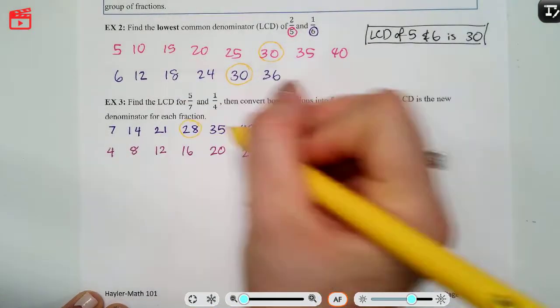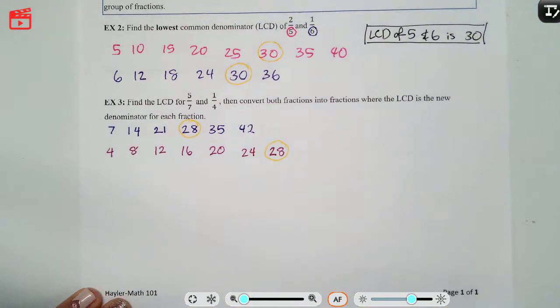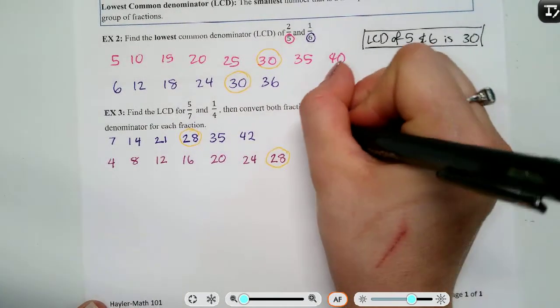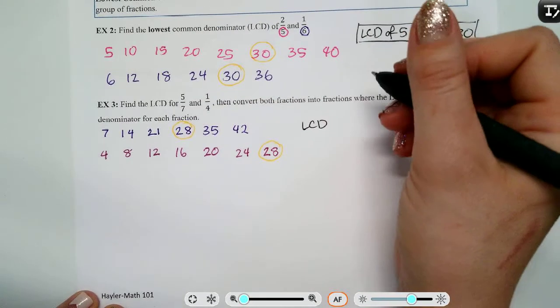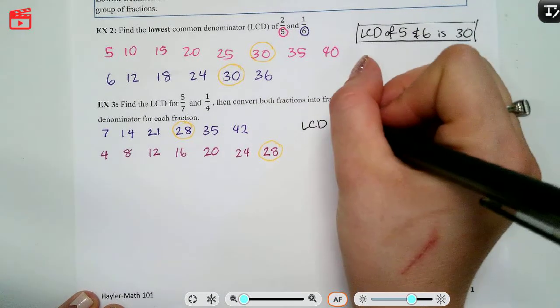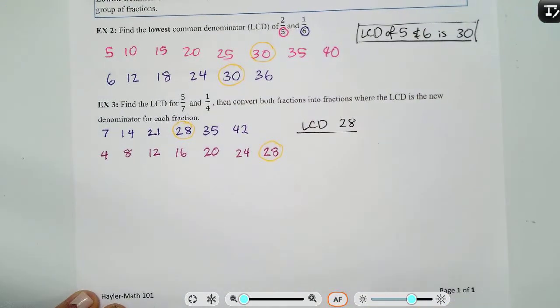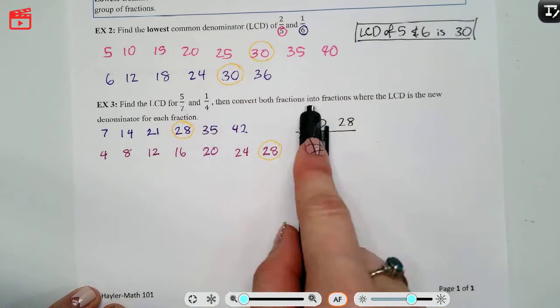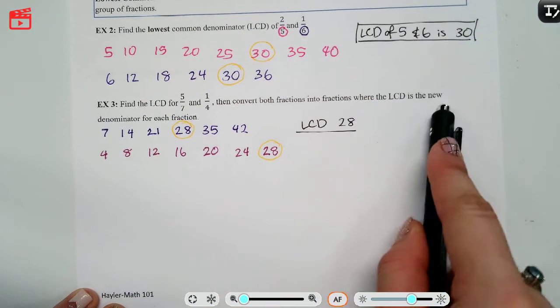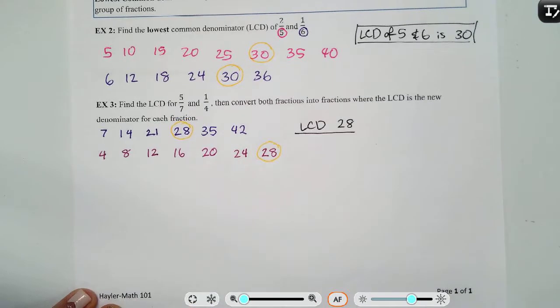So right there, that's my LCD, 28. That's the lowest common denominator, 28. But the next step is we need to convert these two fractions into fractions where the LCD is the new denominator for each of these.